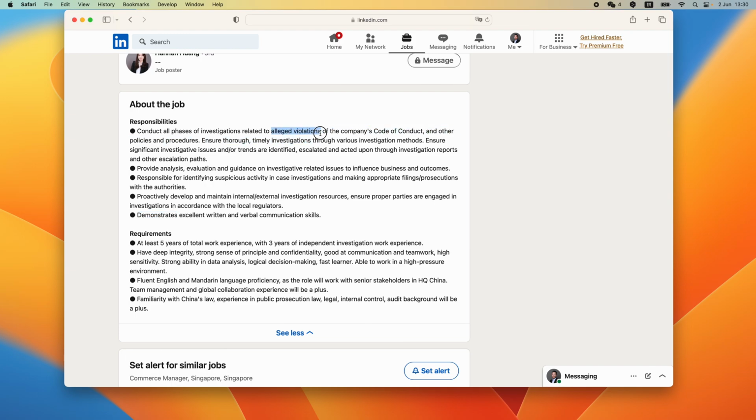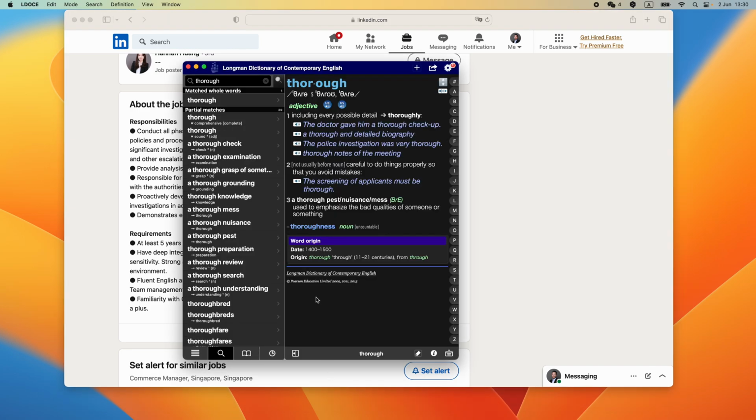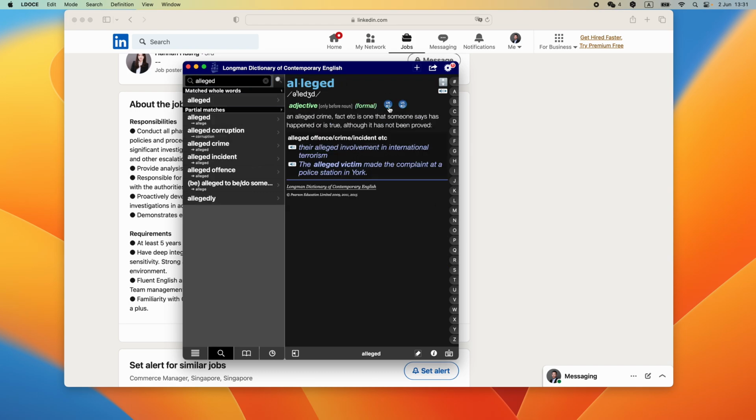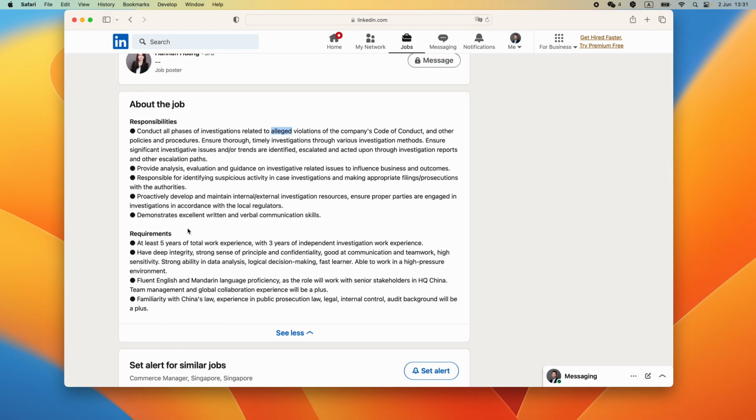Alleged violations. So let's see in the Longman dictionary. Alleged. So the emphasis is at the second syllable. Alleged. Their alleged involvement in international terrorism. Okay. To deal with the alleged violations. So let's see the requirements.